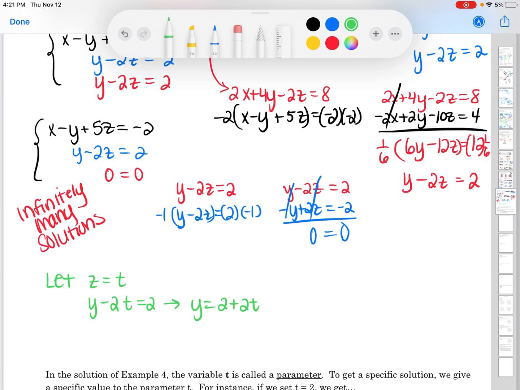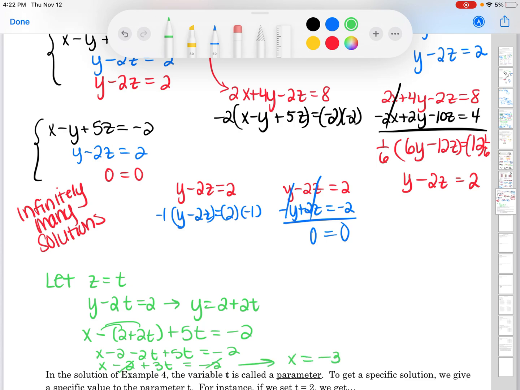And then for x, we have x minus y, which is 2 plus 2t, plus 5 times z, which is t, equals negative 2. So distribute the minus sign. That's x minus 2 minus 2t plus 5t equals negative 2. So that's x minus 2 plus 3t is equal to negative 2. If I add the 2 over, that'll cancel out. So I'm going to get that x is equal to negative 3t.